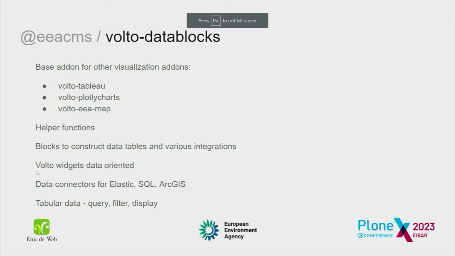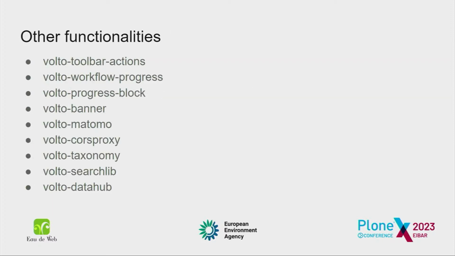Okay. Volto data blocks. It's an add-on. It's a base add-on that is basically used by all the visualizations and contains a lot of helper functions, blocks to construct data tables, Volto widgets, connectors for the Elastic SQL, ArcGIS, and you can filter, query, and display tabular data using it. Open Layers I already mentioned. Okay, this is a bunch of generic add-ons.